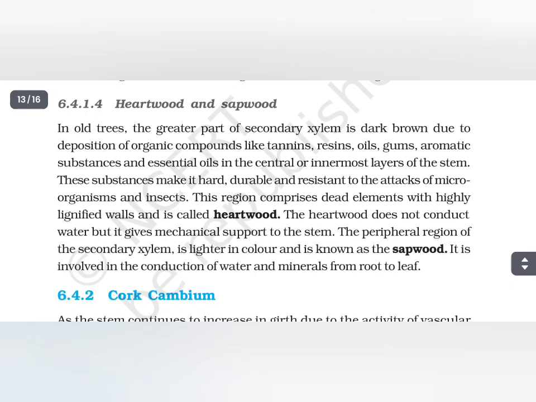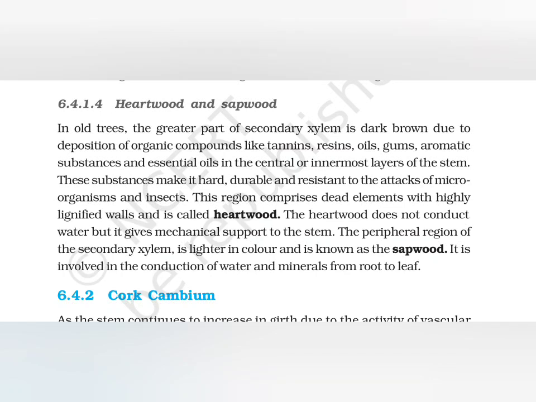Heartwood and sapwood. In all trees, the greater part of the secondary xylem is dark brown due to deposition of organic compounds like tannins, resins, oils, gums, aromatic substances and essential oils in the central or innermost layers of the stem. These substances make it hard, durable and resistant to the attacks of microorganisms and insects. This region comprises dead elements with highly lignified walls and is called heartwood. The heartwood does not conduct water but it gives mechanical support to the stem.